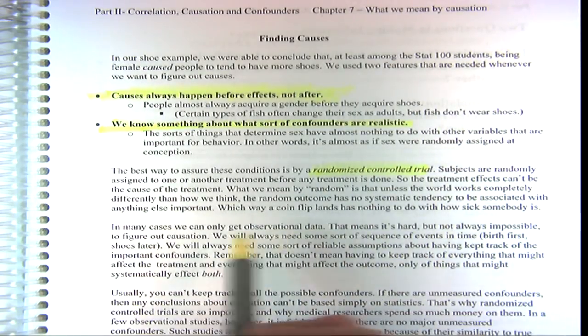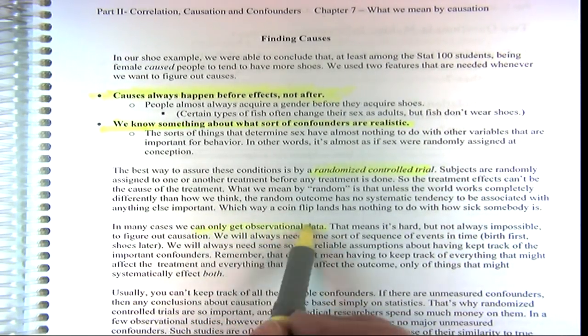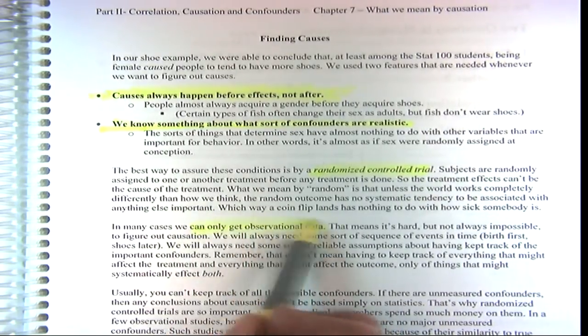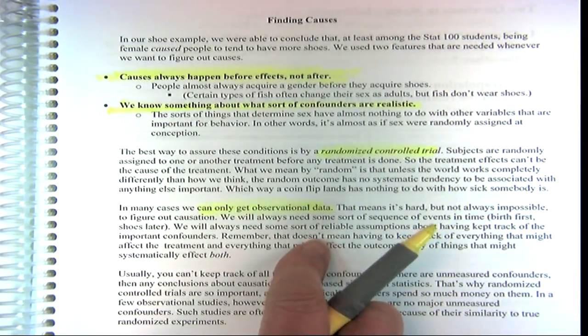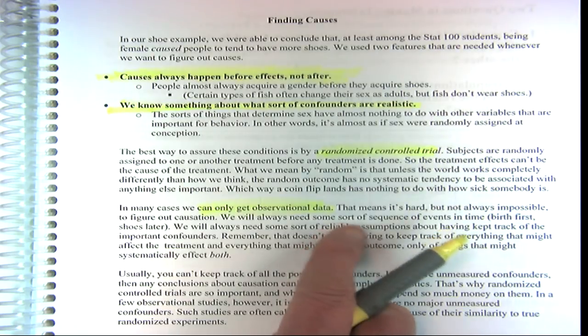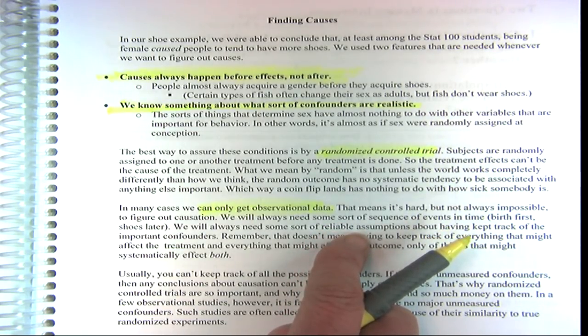But in many cases, we can only get observational data. So this is when we have to figure out the sequence. It's hard, but it's not impossible to tease out causation. And that's what we're trying to do. And it's becoming an increasingly important field. I don't know how many of you are familiar with it, but it's a real hot field now, looking at these causal pathways.